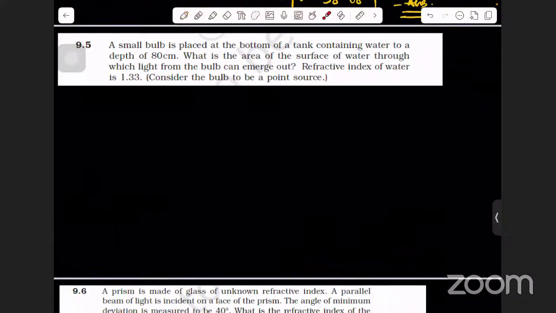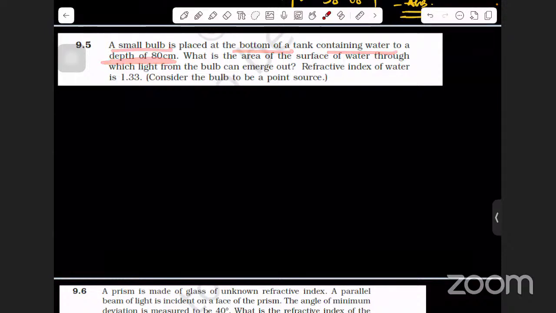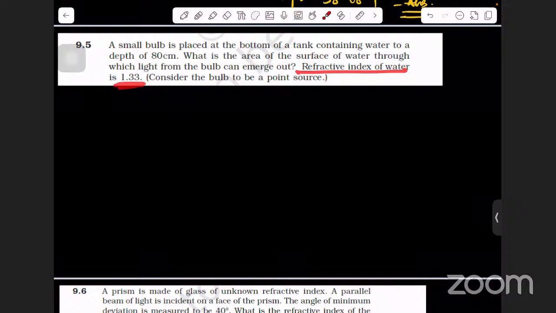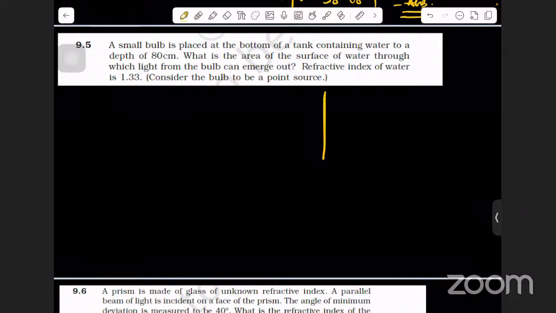This question. A small bulb is placed at the bottom of a tank containing water to a depth of 80 centimeters. What is the area of the surface of water through which light from the bulb can emerge out? Refractive index of water is 1.33. All right. So let me first describe you the concept.